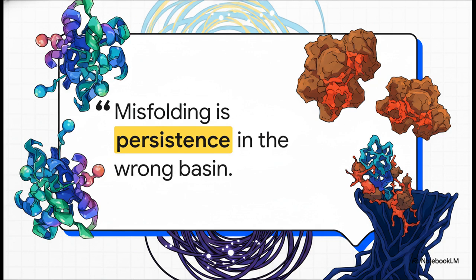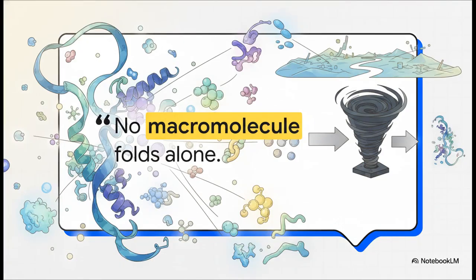This is a vital lesson for us. A locally stable state can actually become globally harmful. A misfolded protein might expose sticky surfaces, aggregate with other molecules, seed even more misfolding, and violently resist being cleared out. Basically, misfolding is persistence in the wrong basin. Useful persistence, on the other hand, has to support the larger coherent system. So, why do they fall into these traps in the first place?